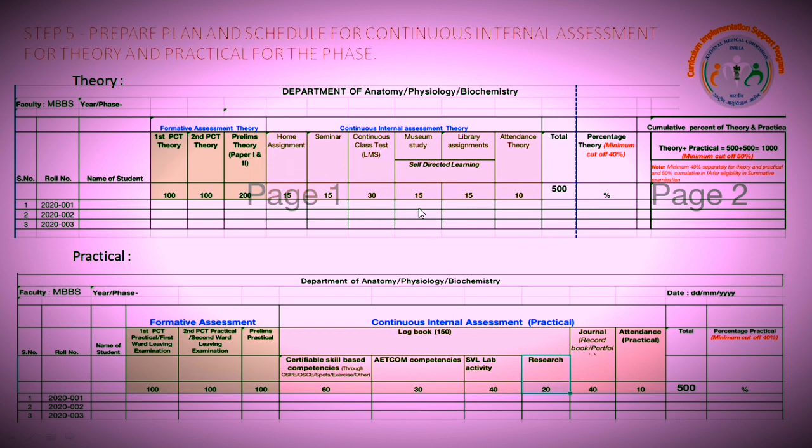If we take that, they have mentioned year wise Department of Anatomy, Physiology and Biochemistry. They have taken some subjects phase wise, especially the first year one. And they have divided into formative assessment and continuous internal assessment. And they have given total marks, that is around 500.